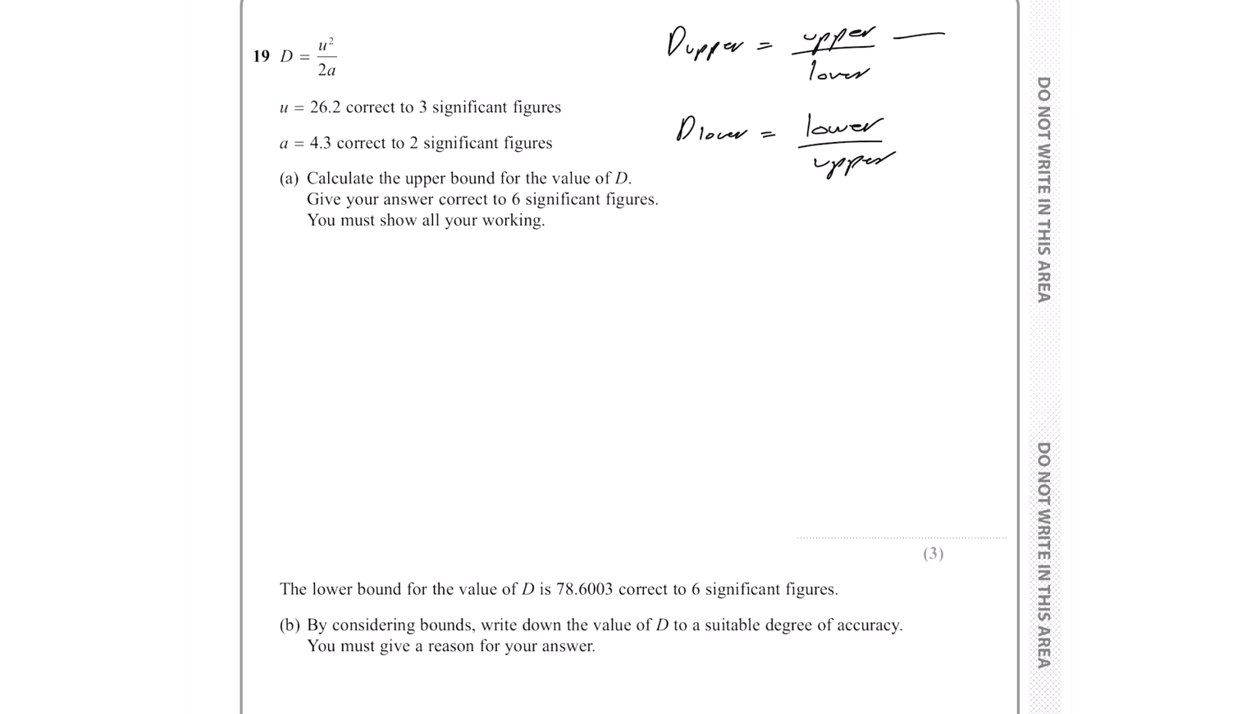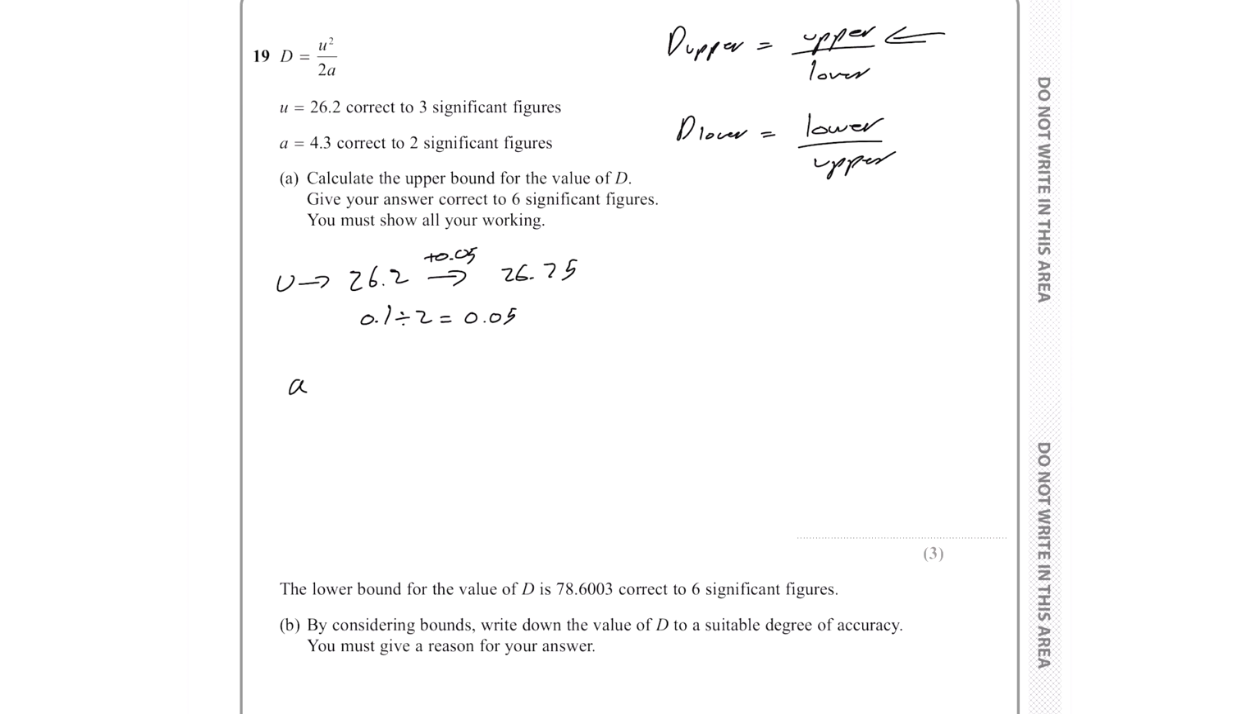So in this case, we need the upper bound of u and the lower bound of a. So u at the minute is 26.2 to 3 significant figures. So we can write 0.1, divide that by 2, which is 0.05. To get the upper bound, we're just going to add 0.05 onto this. So that gives me 26.25.